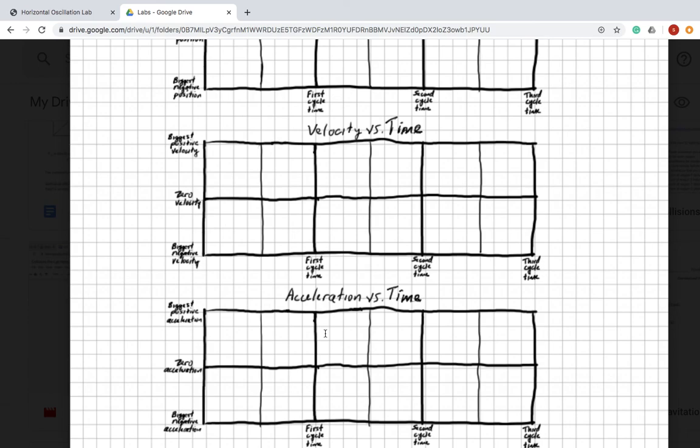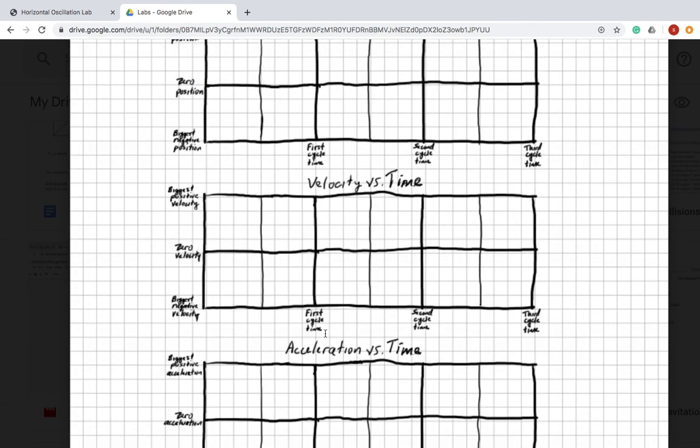So what I'd like you to do is try to make a prediction of what those graphs would look like. And then after you are done with that, you can open up the next video to check what your answer should be.